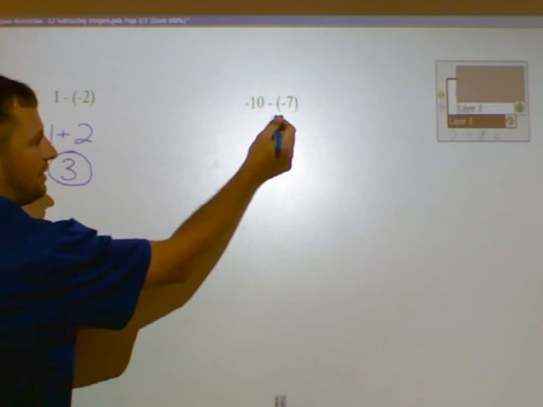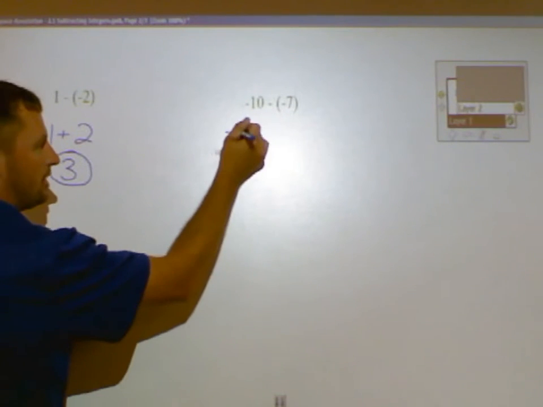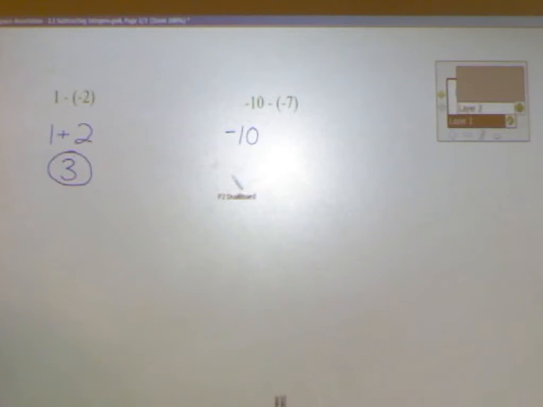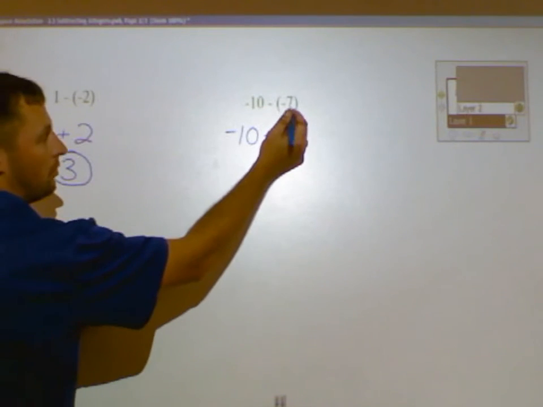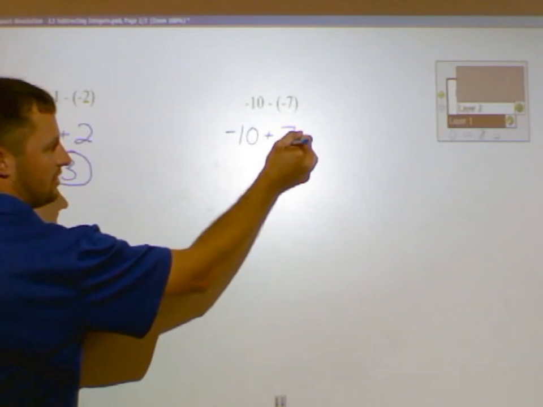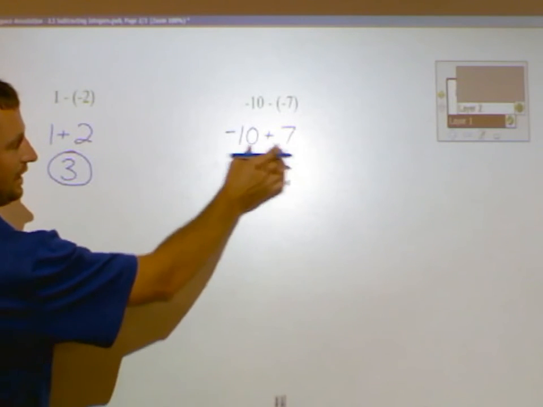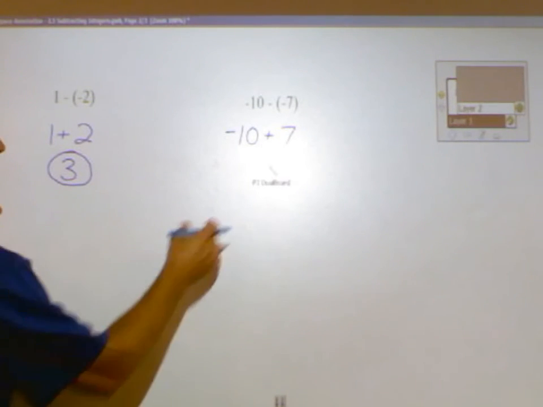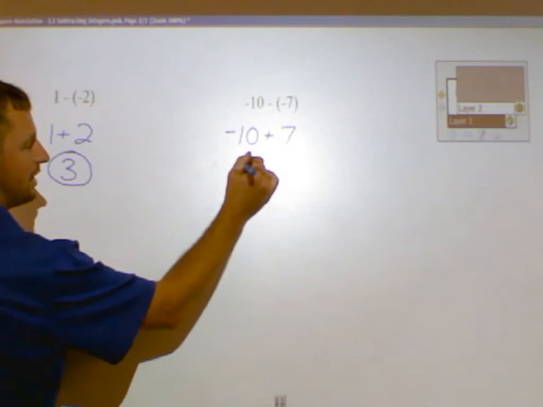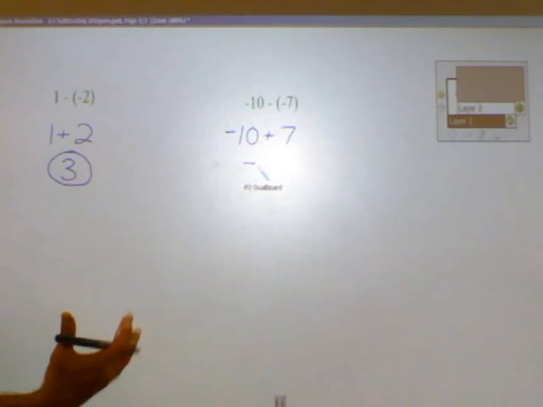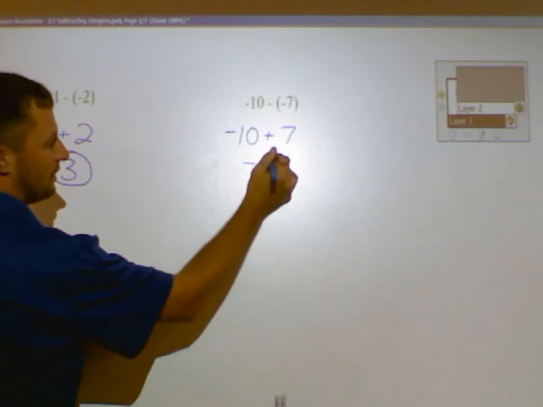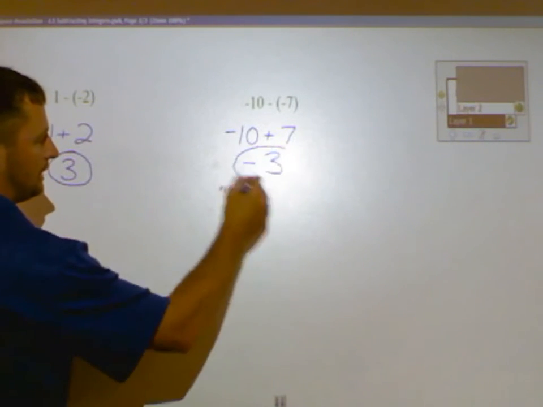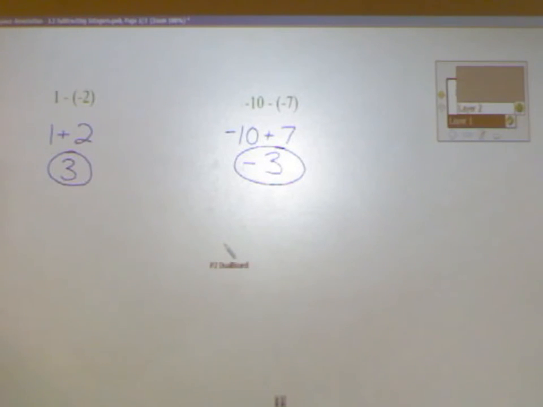Another one, negative 10 minus negative 7. Again, my original stays the same. Doesn't matter if it's positive or negative. The first number stays the same. Negative 10. Instead of subtract, I'm going to add. Add the opposite of negative 7, which is 7. Now I look at my numbers. I have a negative and a positive. Different signs. I have more negatives, though, so my answer is going to be negative. Different signs, so I find the difference between the two. There's 3 more negatives than positives. Negative 3. Very simple.